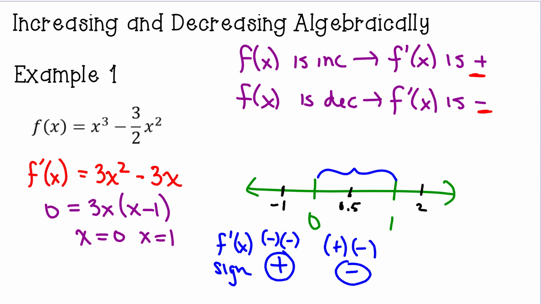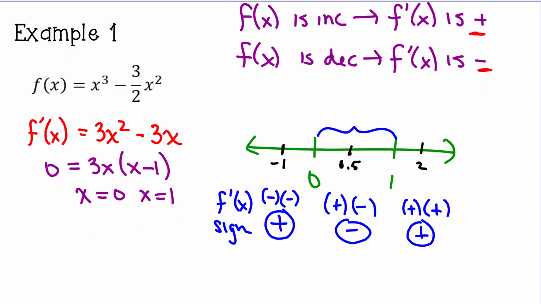And then when I plug in 2, which is my test point in the last interval, 3 times 2 is positive, and 2 minus 1 is positive. So overall, the sign of this will be positive. So f of x will be increasing in that last interval. So I'm going to go ahead and write a sentence about that.